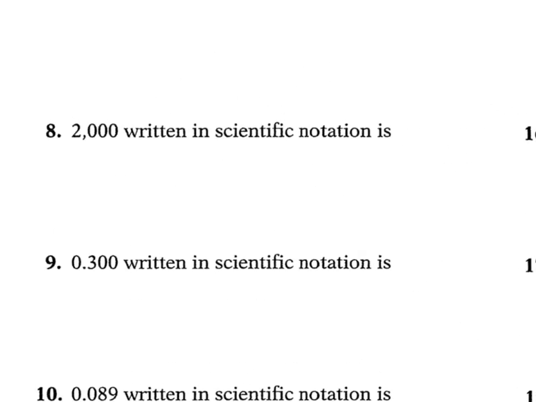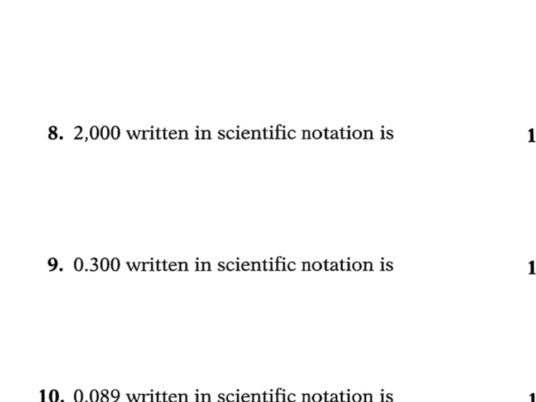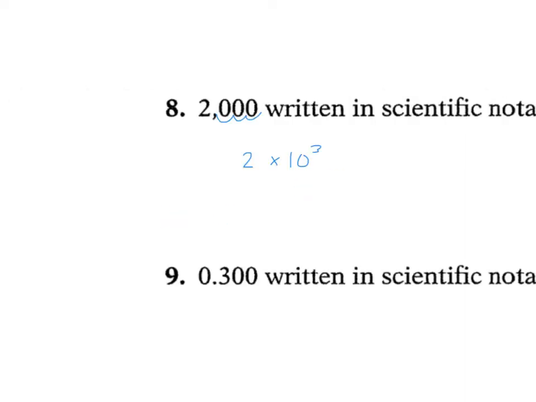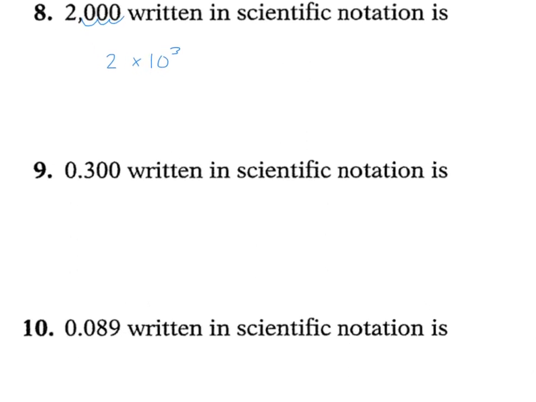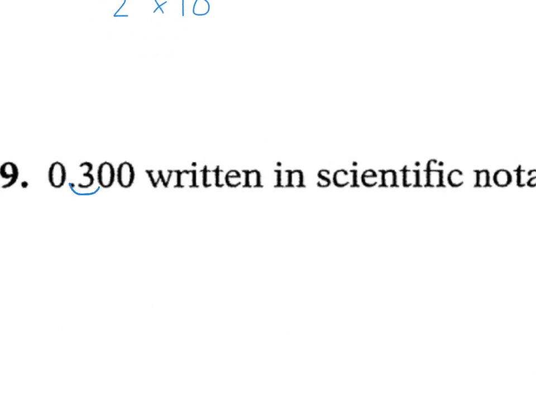For number 8, we have 2,000 written in scientific notation. So 1, 2, 3, we're moving our decimal place 3 times, so we have 2 times 10 to the 3rd power. Number 9, we're just moving our decimal 1 place here. So we have 3 times 10. Since we started out with a decimal, our exponent needs to be -1.